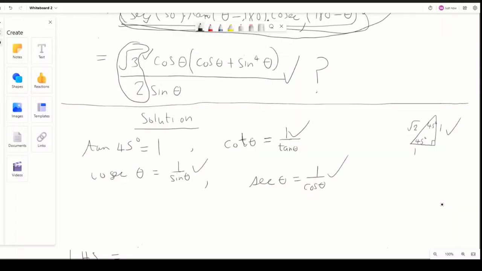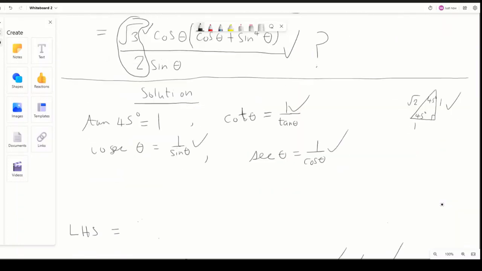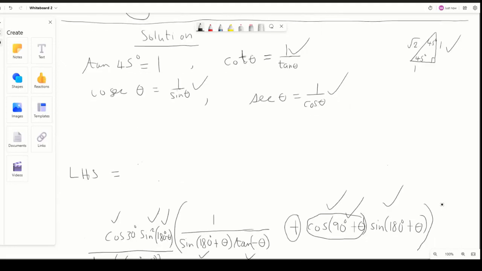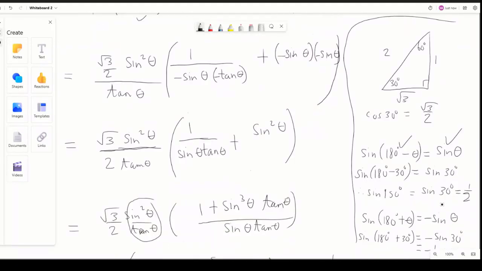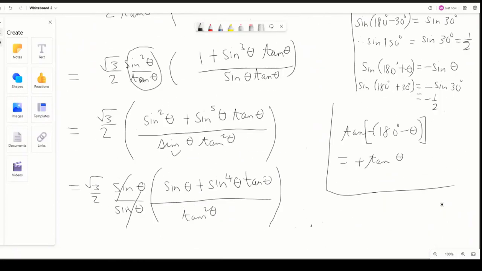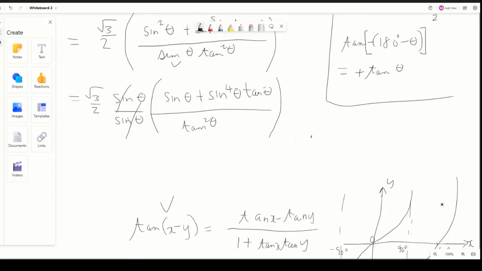So let me just remind myself. Sine to the 4 there. I just need to remind myself what I need to end up with. There's that sine to the 4. Okay, that's cool. So we should get there in the next half a minute or so.